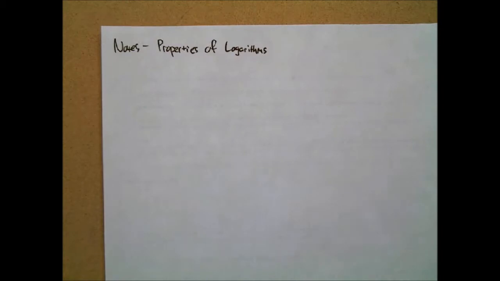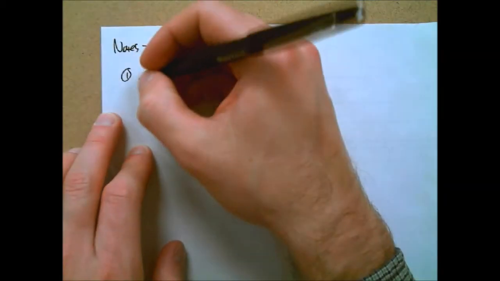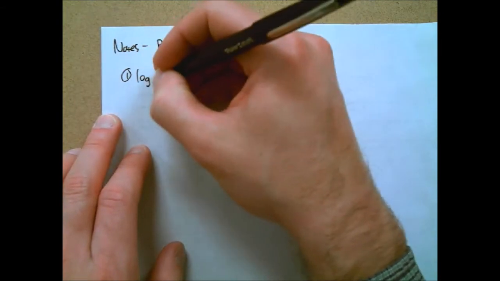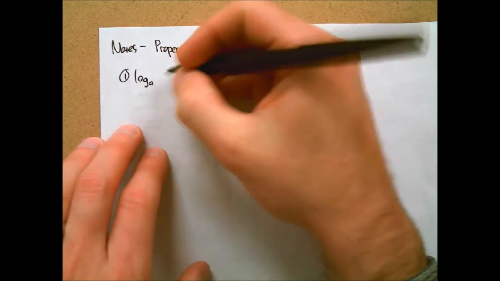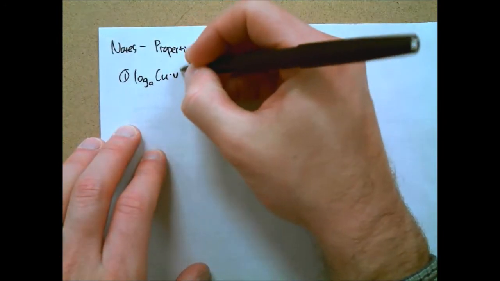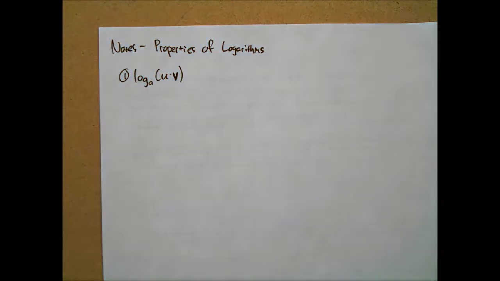So there are three main properties that we are going to work with and utilize today. Property one: we have log base A, a generic base, of u times v. I'll try to make my v look very pointy so you don't get confused. So, log base A of the quantity u times v.